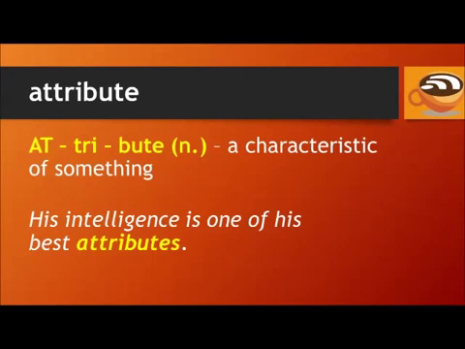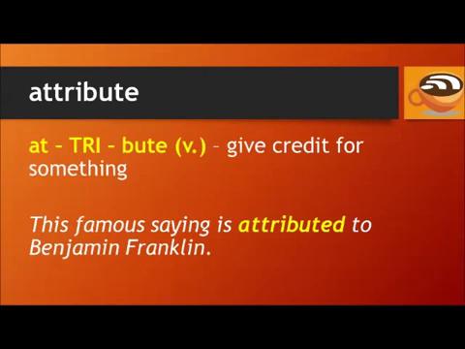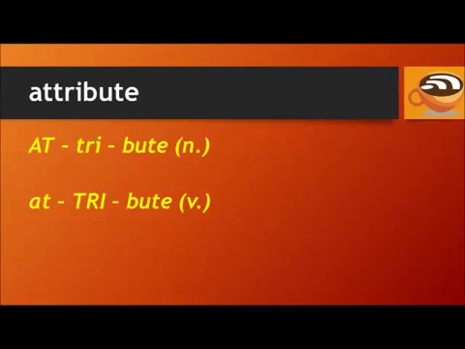The next one is attribute and attribute. Attribute is a noun, meaning a characteristic of something. For example, his intelligence is one of his best attributes. Attribute is a verb, meaning to give credit for something. For example, this famous saying is attributed to Benjamin Franklin. Attribute. Attribute.